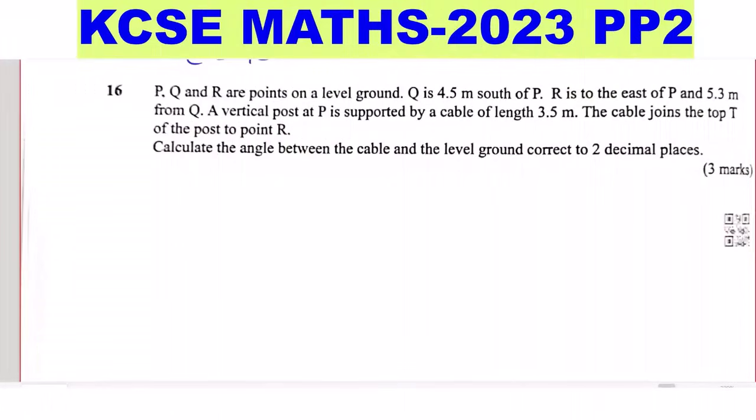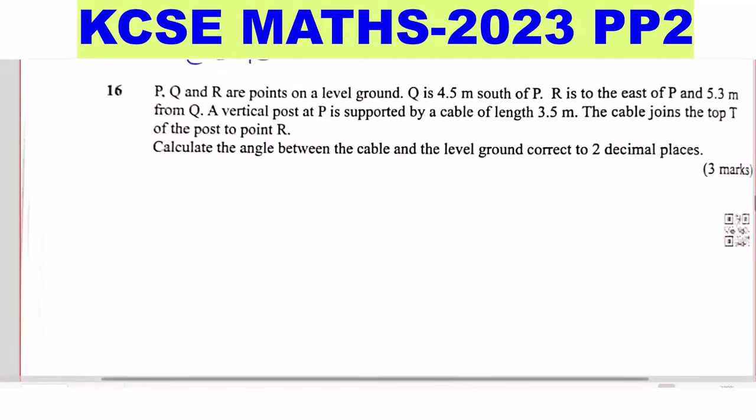Question 16. P, Q, and R are points on a level ground. Q is 4.5 meters south of P, R is to the east of P and 5.3 meters from Q. A vertical post at P is supported by a cable of length 3.5 meters. The cable joins the top T of the post to point R. Calculate the angle between the cable and the level ground, correct to 2 decimal places.